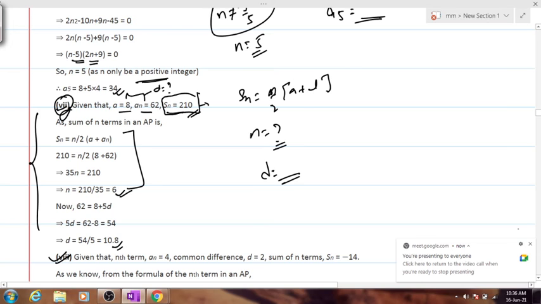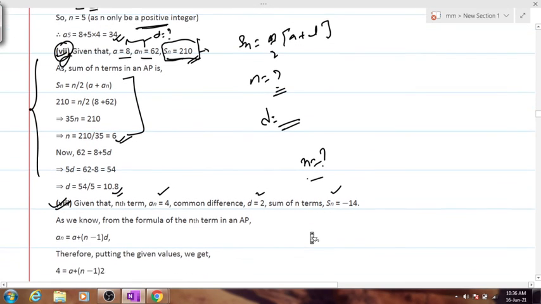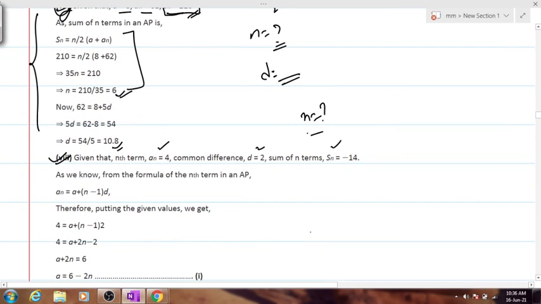Now, moving on to the 8th one, you have an has been given. Common difference d and sum has been given. What do you have to calculate out here? First, you have to calculate the value for n. Can we calculate the value for n?